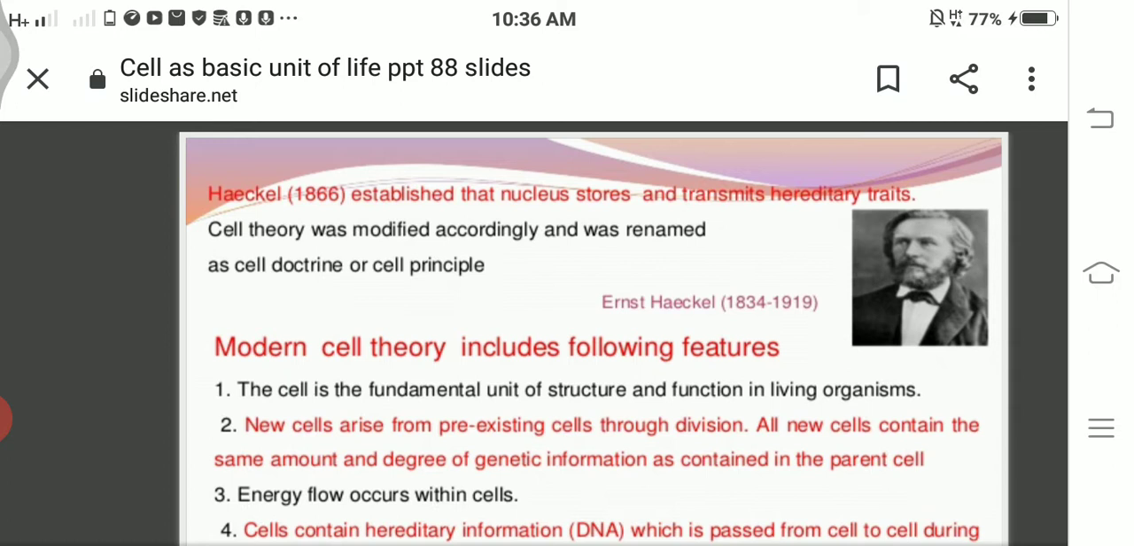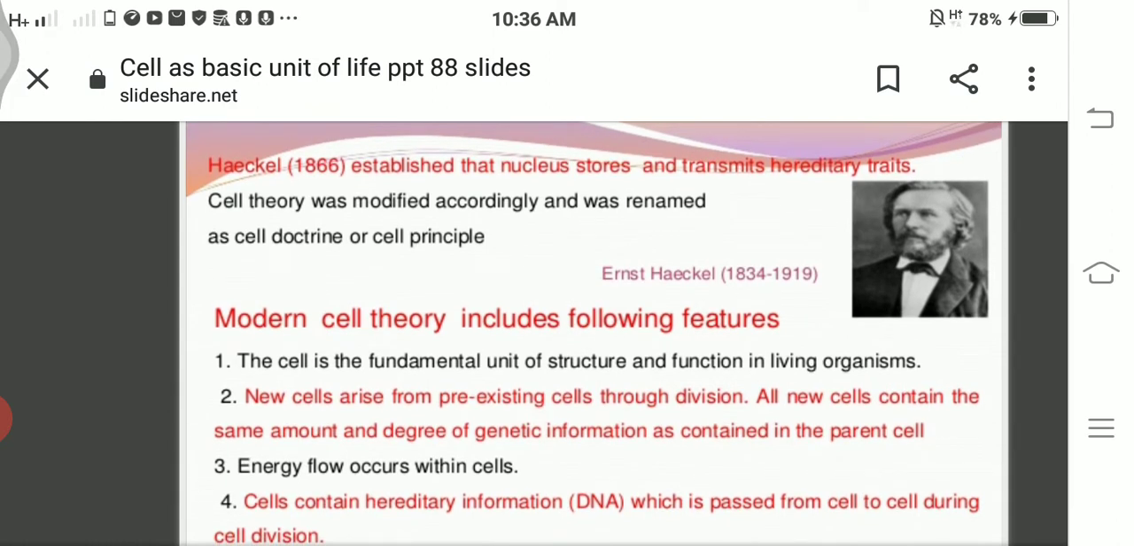Okay, so the scientist Haeckel in 1866 said that the nucleus in the cell stores and transmits all the hereditary traits. Hereditary means which are coming from parents to the child. So, now further the cell theory was modified accordingly and it was renamed as cell doctrine or cell principle. So, this is just additional information.